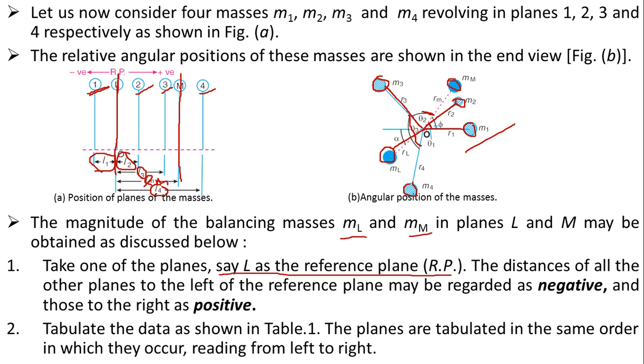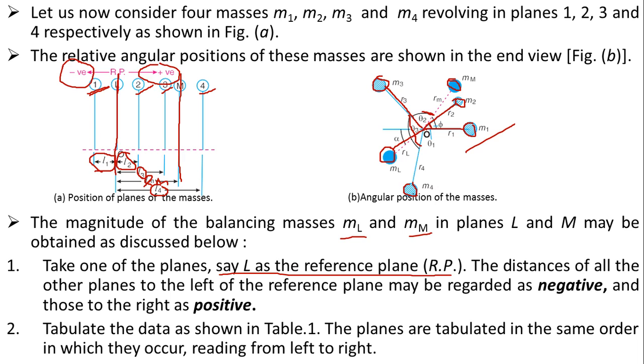So whatever value is there, if the distance between 3 and 4 is given, and between 2 and 3 is given, you always have to take the distance from the reference plane only. That's why it is called the reference plane. And even the reference plane will have a minus direction and a positive direction, because if you take the reference plane at the extreme end, then the other side will be all positive.